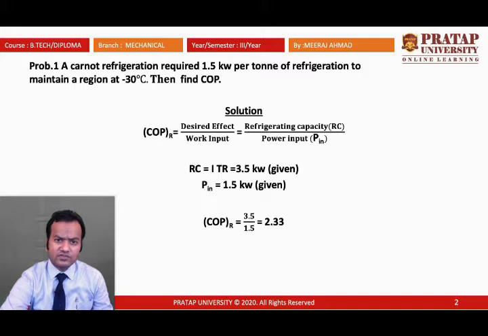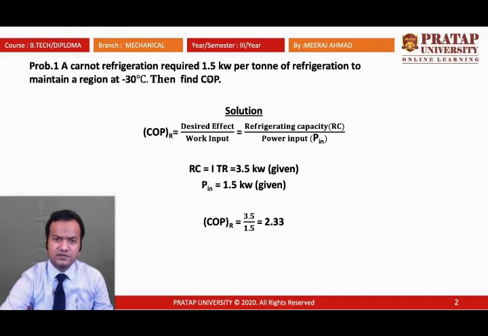A Carnot refrigerator requires 1.5 kilowatt per ton of refrigeration. This means 1.5 kilowatt of work input is required to run the machine of 1 ton of refrigeration and maintain the region at minus 30 degrees Celsius. The lower limit of refrigeration is minus 30 degrees Celsius.